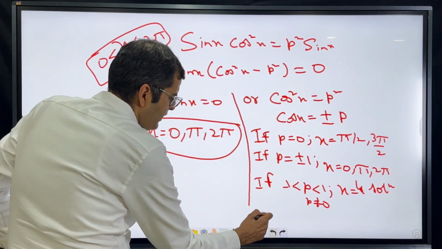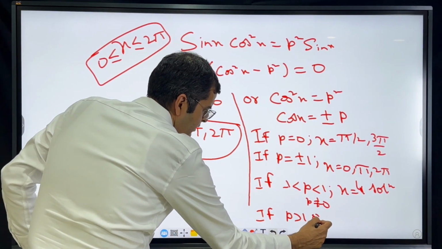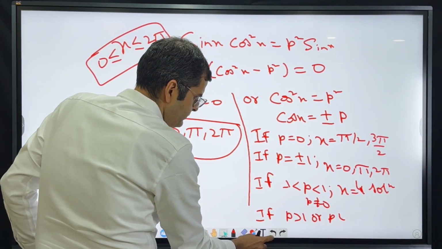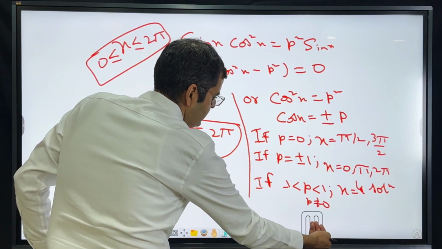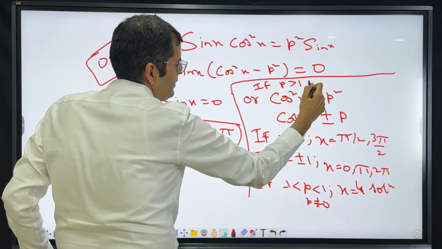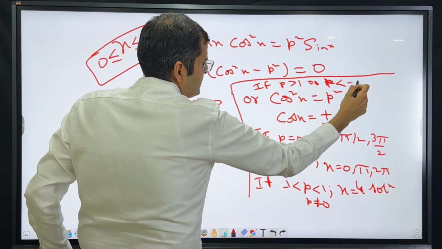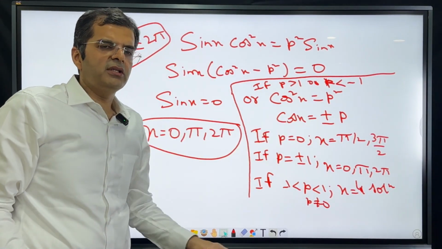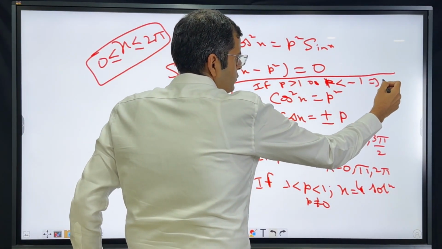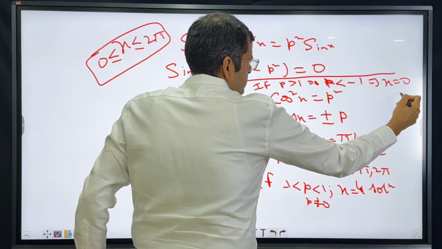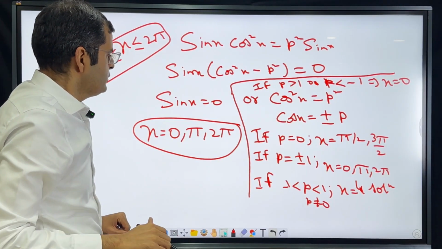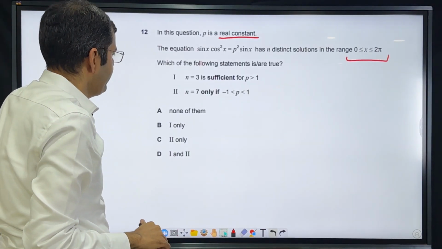Now the final case, if P is greater than 1 or P is less than minus 1. Let me write it here. So if P is greater than 1, can cos x be greater than 1? Or can cos x be less than minus 1? That is not possible. So there are no solutions for that. x has 0 solutions. So if P is greater than 1 or P is less than minus 1, I get 0 solutions.